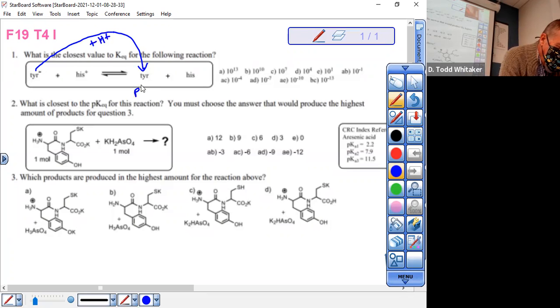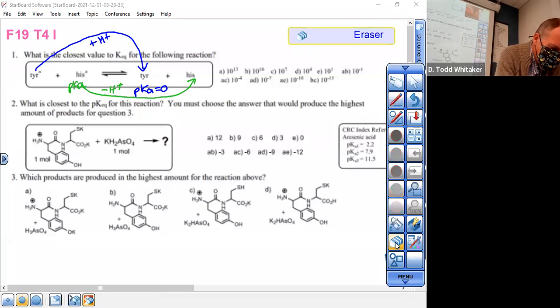So this will have a pKa because it will be the acid on the right side. And histidine went from plus to neutral. That means it lost a proton. Acids are the things that lose protons. So we need 2 pKa. pKa equals 0? What? You know where that came from. It has a 0 charge. pKa is not 0.